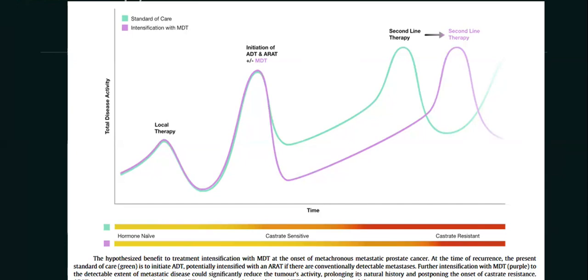And you can see that it projects higher PSA levels and a faster time to castrate resistance. Whereas if you ended up doing metastasis-directed therapy, your PSA levels would drop a bit more and you'd have a bit longer before you became castrate resistant. And this is actually what the idea behind metastasis-directed therapy in the oligorecurrent setting is all about.